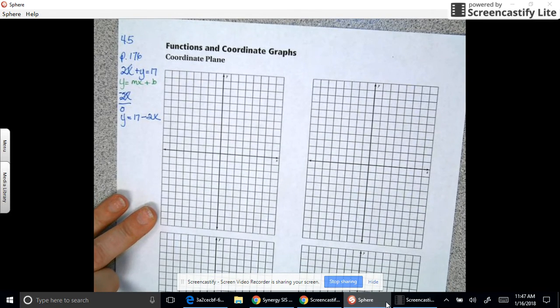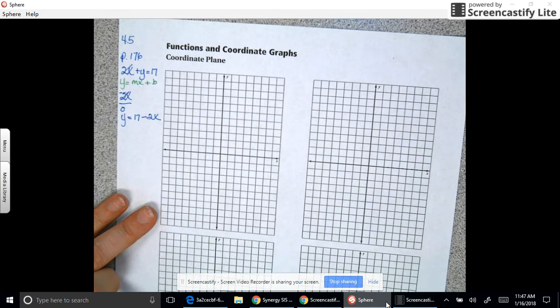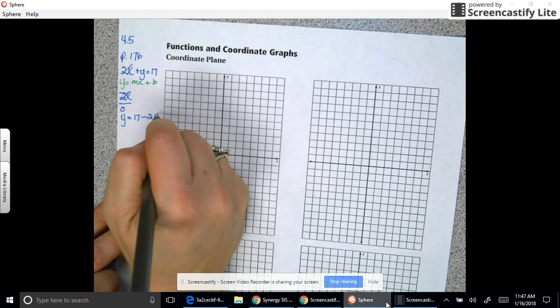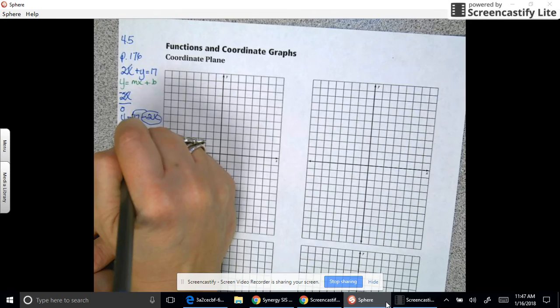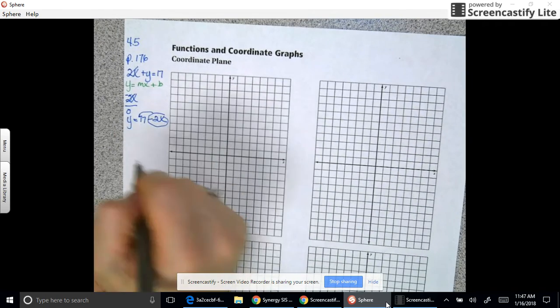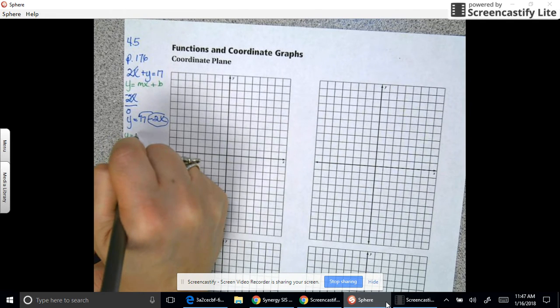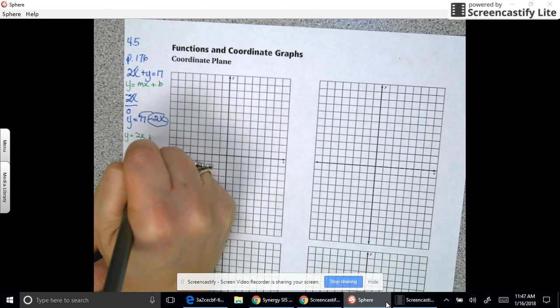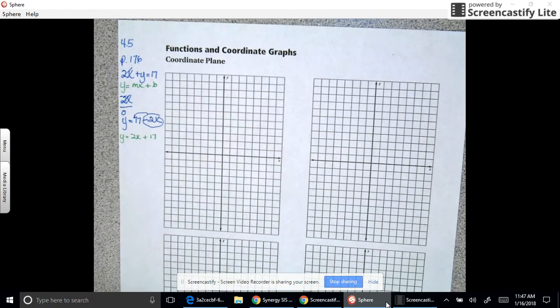But y equals 17 minus 2x is not in slope-intercept format. I need it to be y equals mx plus b. So I need to move this negative 2x in front of the 17. So I will then rewrite it as y equals negative 2x plus 17. Now I'm in the right format, and I can start graphing the equation.